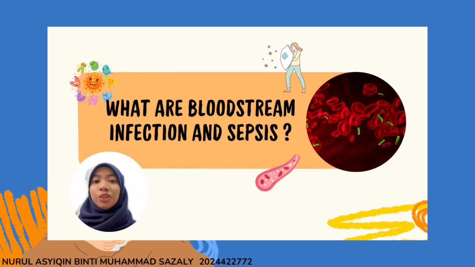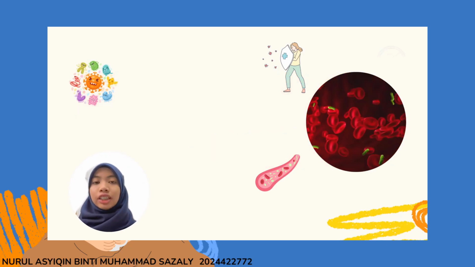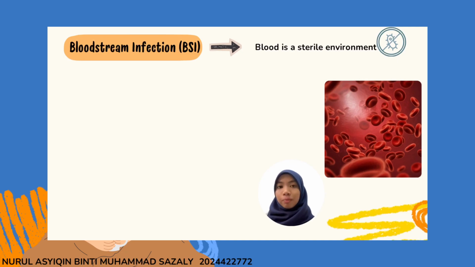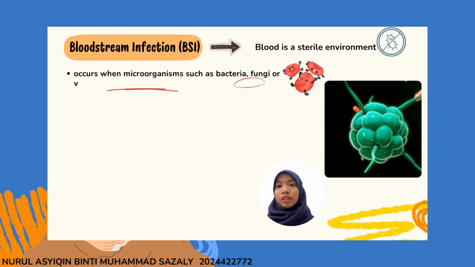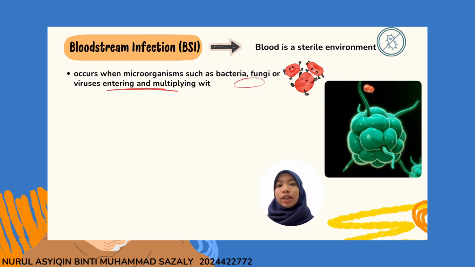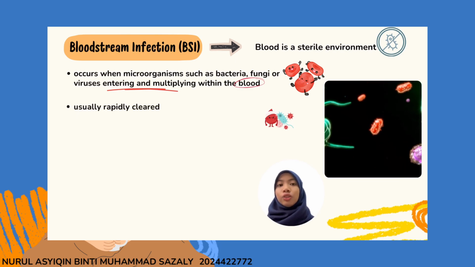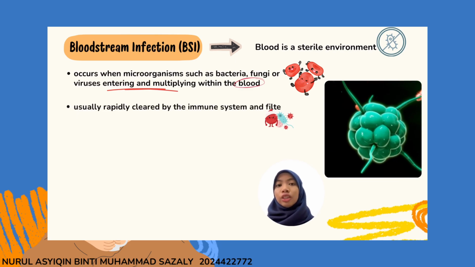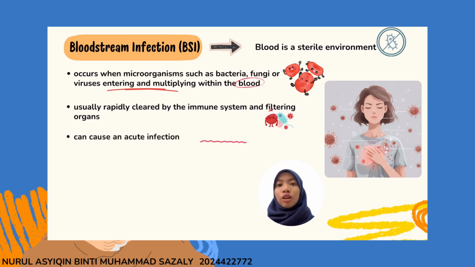Today I will explain two important medical conditions, that is bloodstream infection (BSI) and sepsis. Blood is normally a sterile environment. However, bloodstream infection occurs due to microorganisms such as bacteria, fungi or viruses entering and multiplying within the blood. Microorganisms in the blood are usually rapidly cleared by the immune system and filtering organs. But in some cases, they can cause an acute infection and trigger sepsis.